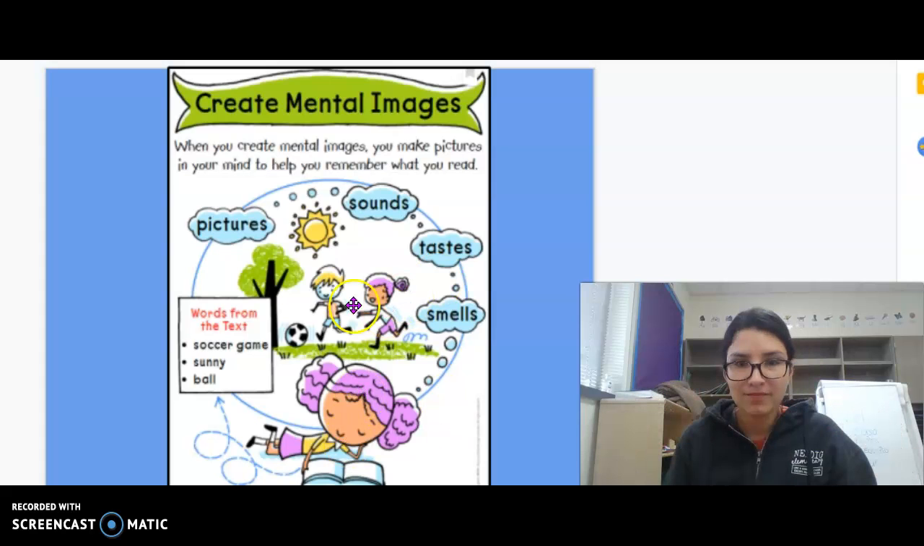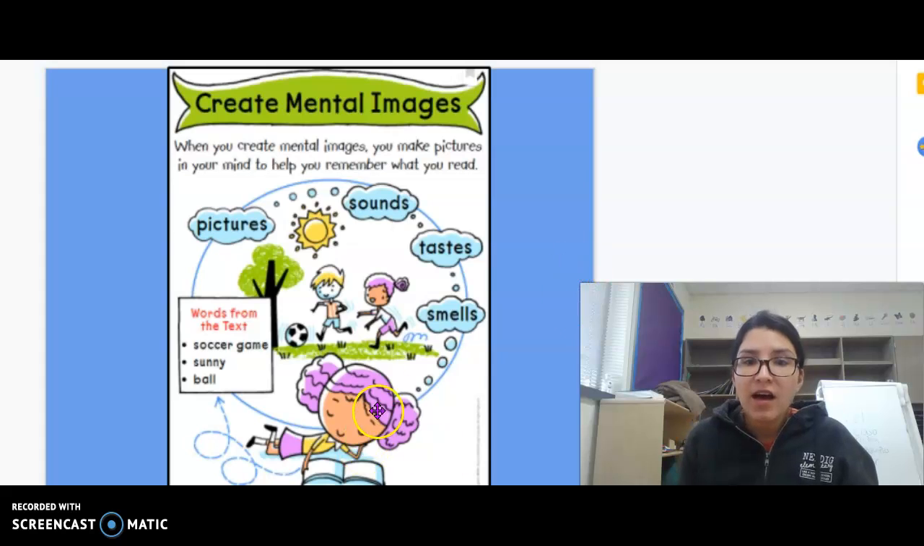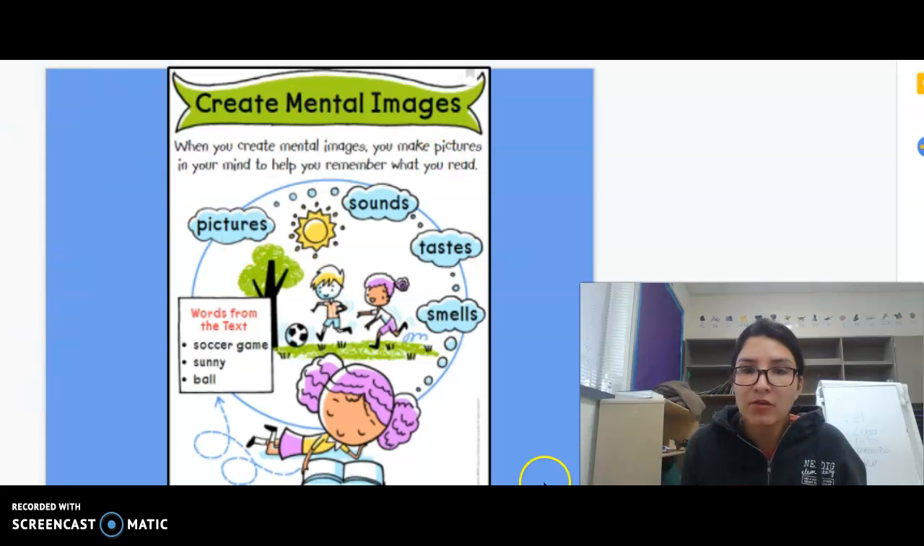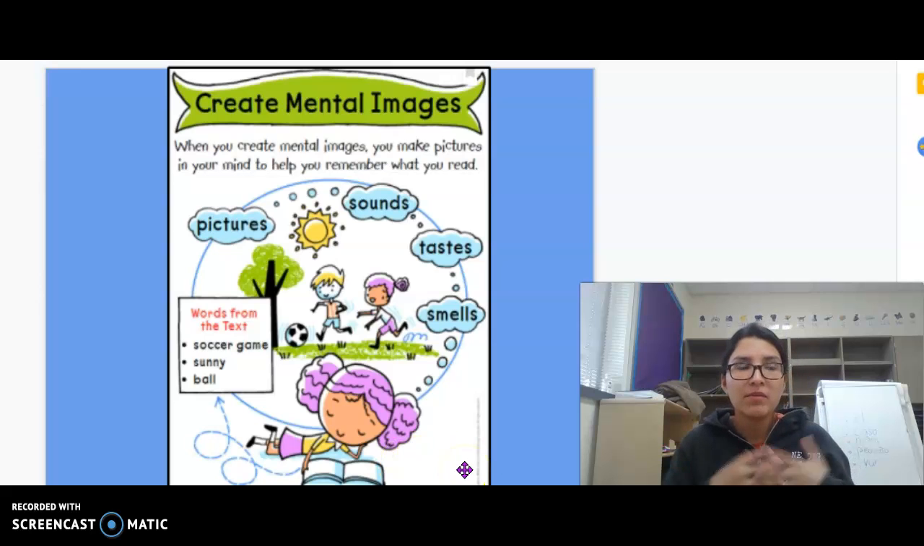So for example, here is this little girl reading a story, and she's imagining, so she's creating a little mental image in her mind of what's happening in the book. So some words that she read in the book: soccer game, sunny, ball. Well, here's a soccer game, so she's pretending she's playing soccer, and it's sunny, and so she's imagining what it may sound like, what it may smell like, taste, what she might see. Okay, so she's creating a mental image as she reads a story. Sometimes when you read stories, you imagine what it would be like if you were there.